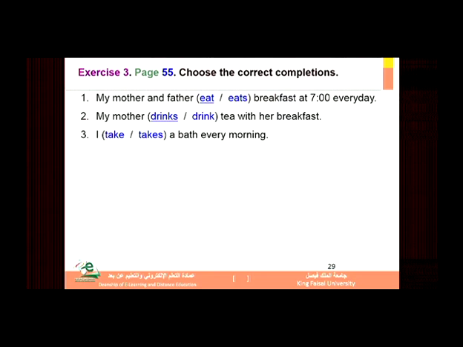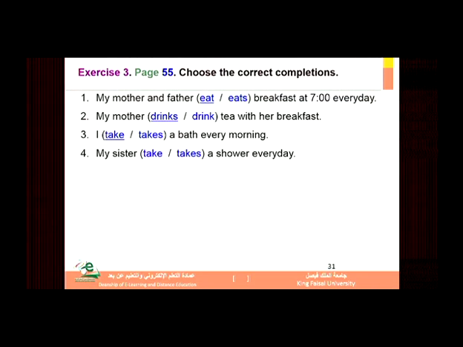Moving to number 3, I take or I takes a bath every morning. I take a bath every morning. So clearly the subject of this sentence is a first person singular pronoun. First person singular pronouns do not take an S at the end, so I take a bath every morning.